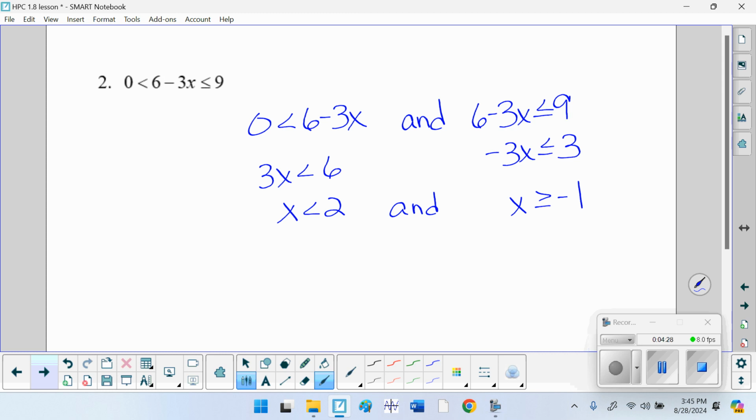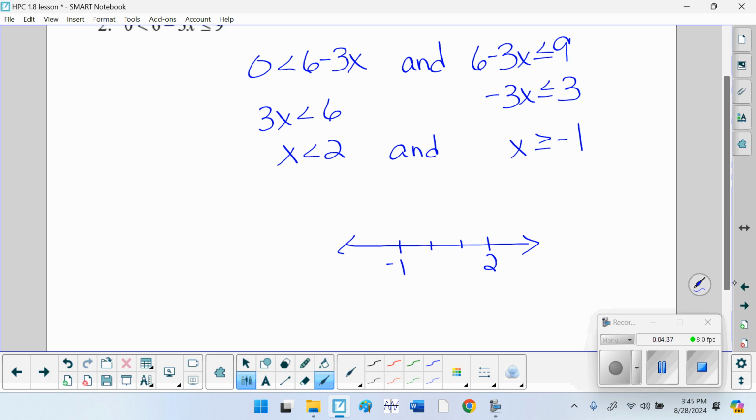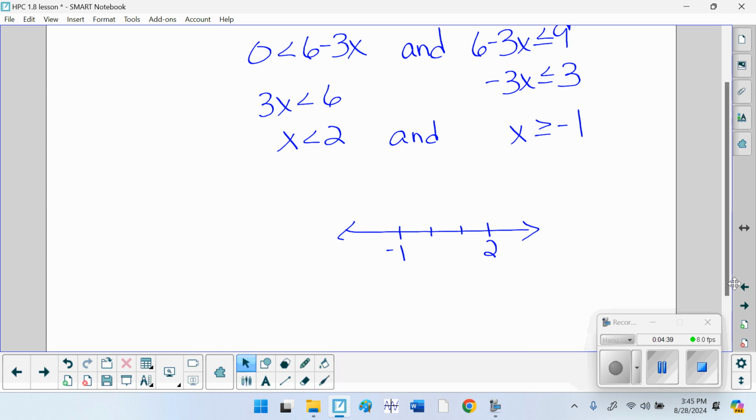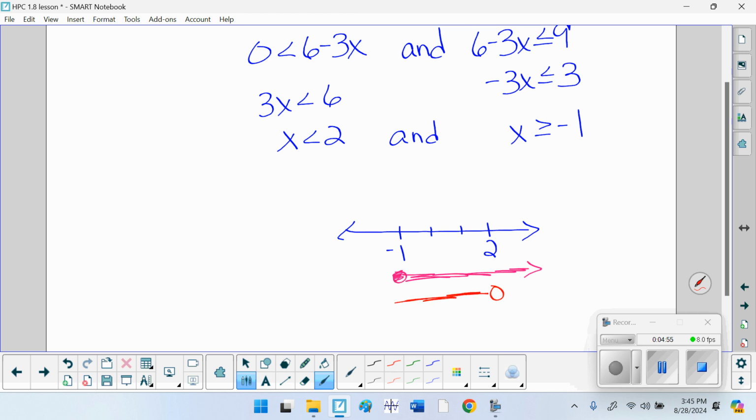If I needed to graph this solution set, I'm going to scroll down a little bit. I'm going to do this in 2 steps. X is greater than or equal to negative 1 means all these numbers here in pink. And then I'm going to use red. X is less than 2 does not include 2, but is all numbers going this way.